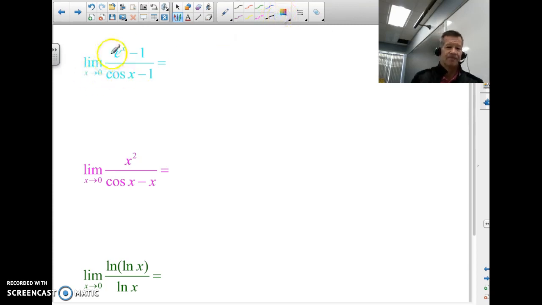Okay, next one. Put 0 in for x. E to the 0 is 1. 1 minus 1 is 0. Put 0 in. Cosine of 0 is 1. 1 minus 1 is also 0. Okay, by the way, why is cosine of 0 1? Because 0 terminates on the positive x-axis where we cross the unit circle at (1, 0). Cosine is the x value. So cosine of 0 is 1.